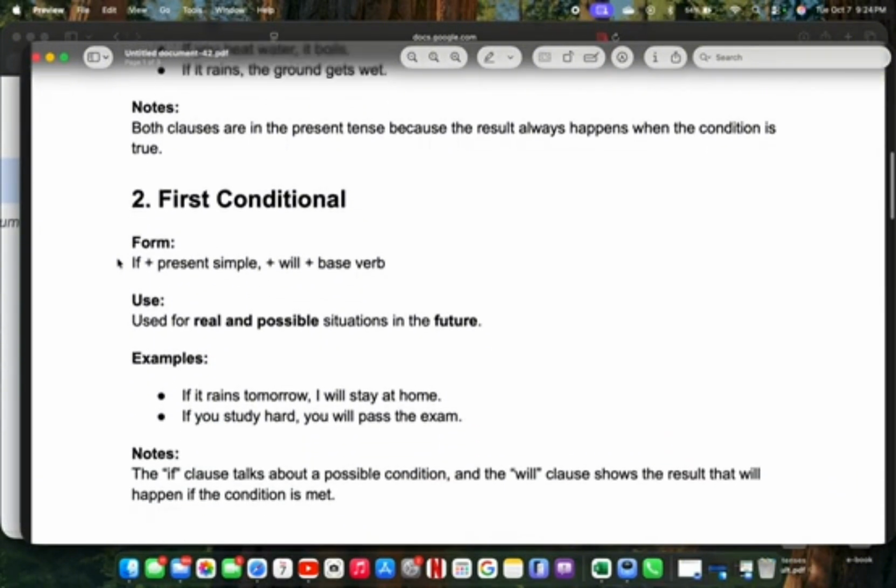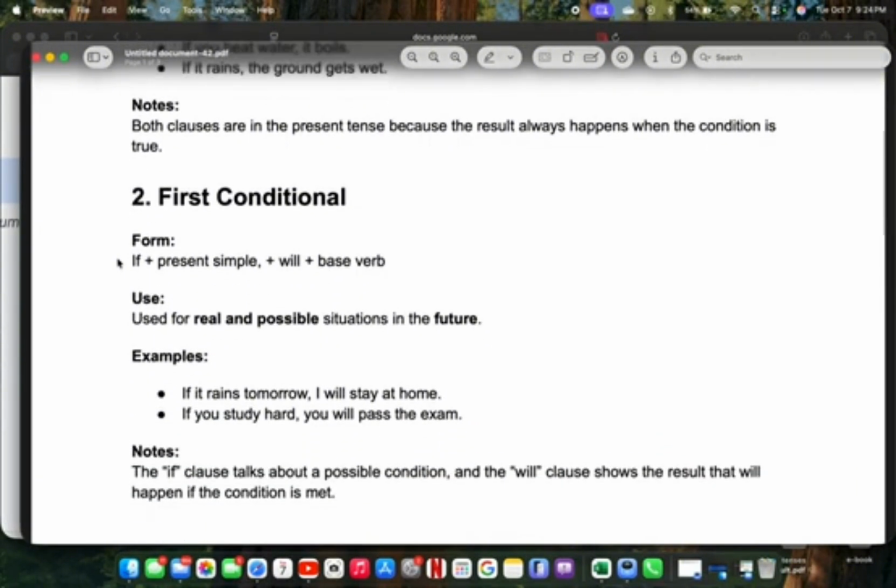Next one, we want to focus on first conditional. What is first conditional? First conditional, we use them for real and possible situations in the future. Remember, real and possible situation. Benda yang betul ataupun benda yang mungkin berlaku. So, kita guna present simple, will, dan base verb. Base verb ni yang tak ada s. Okay, verb 1.